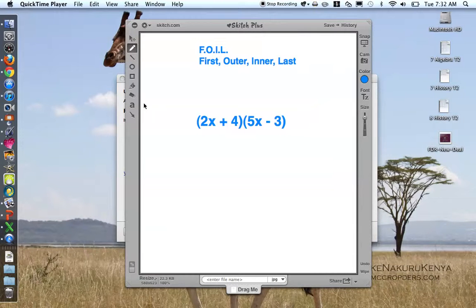All right, hey, welcome to our little lesson today. Today we're going to try to teach you how to multiply a couple binomials together, or, we could say, multiplying different polynomials. But we're going to start off by showing you how to multiply two binomials.